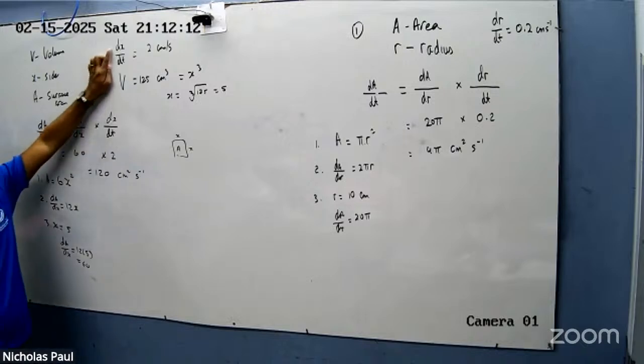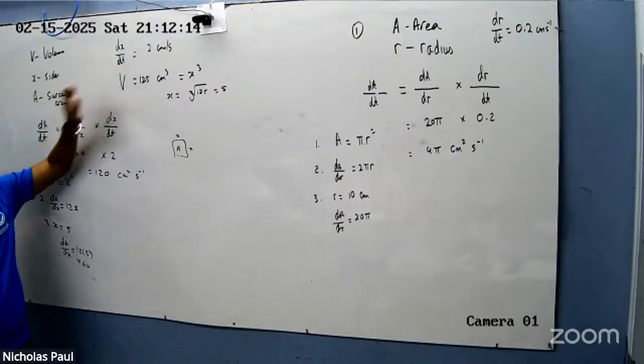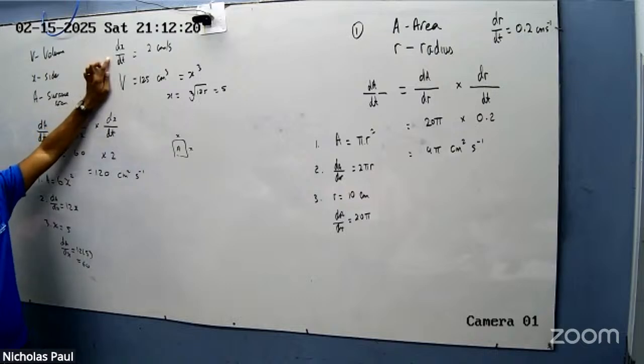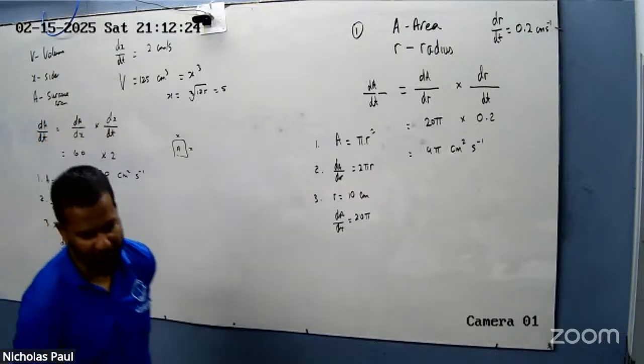No. That's dx/dt. Read the question again. The question said the rate of change of the side, right? So that is dx/dt. That is not X. Okay? Let's go again.